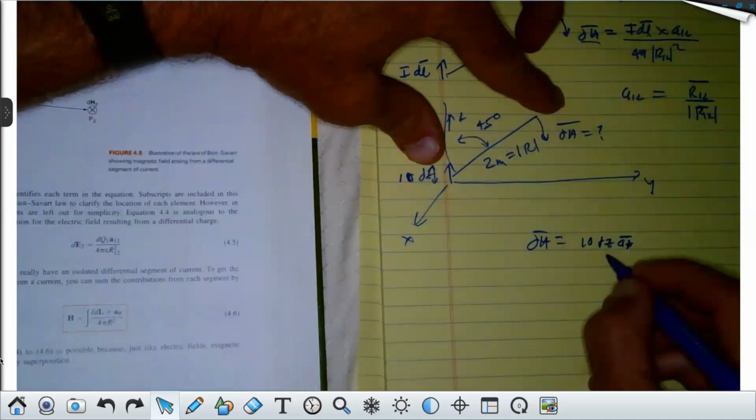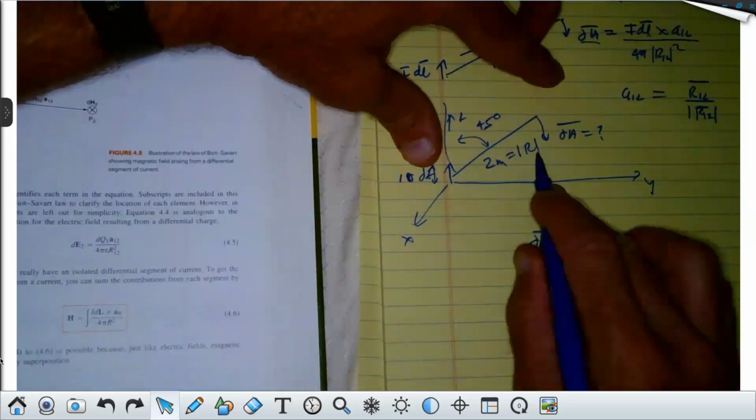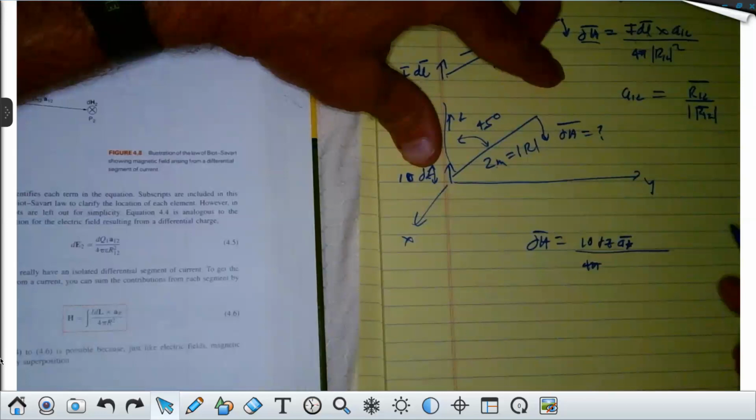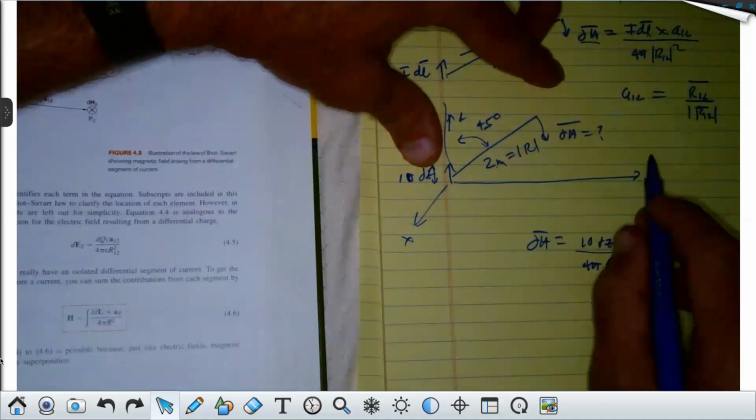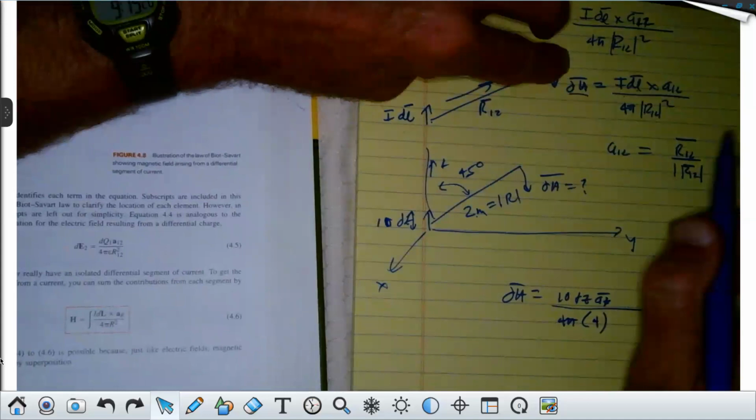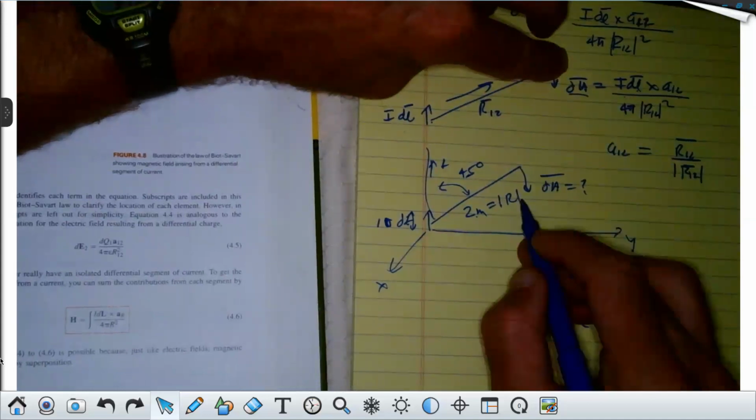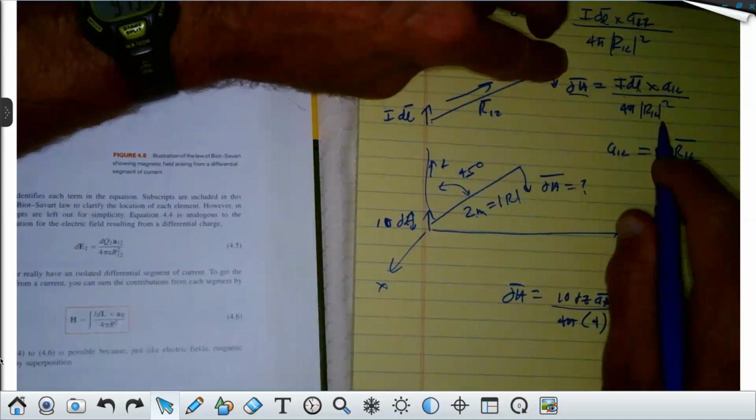It's divided by 4 pi, but now I need to get R. Well, the magnitude of R is 2, so R squared would be 4. Do you agree with that? Remember, I need R12, if you see it up here, R12 squared. If R12 is 2, squaring it would be 4. Agreed?